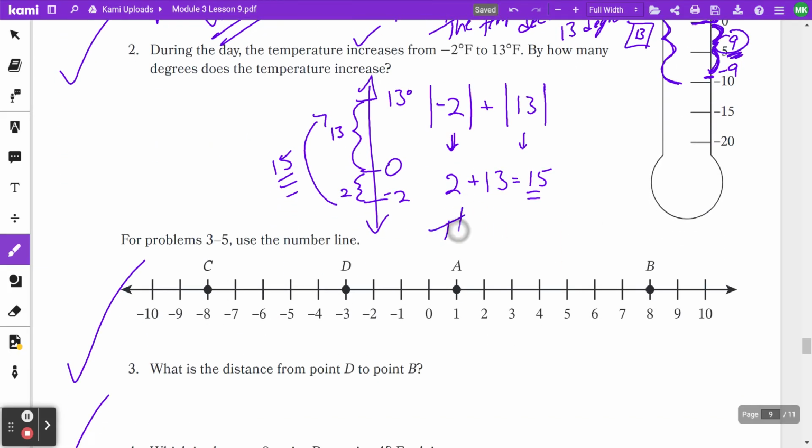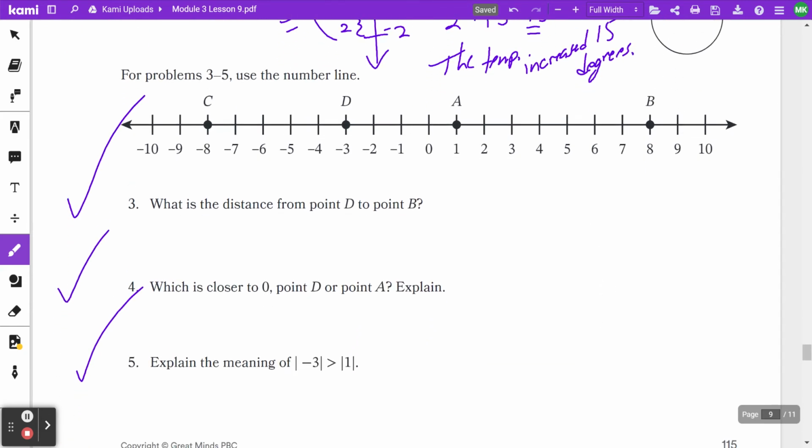So the temperature increased 15 degrees. There you go, just like that. So far, so good. Here we go. What else do we have here? Oh, a horizontal number line. Cool.